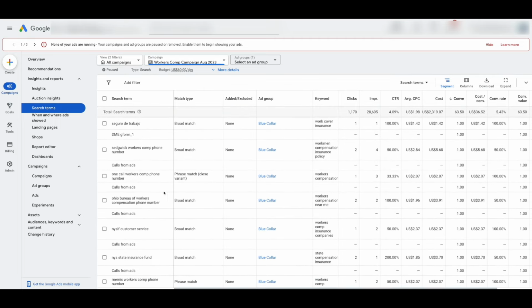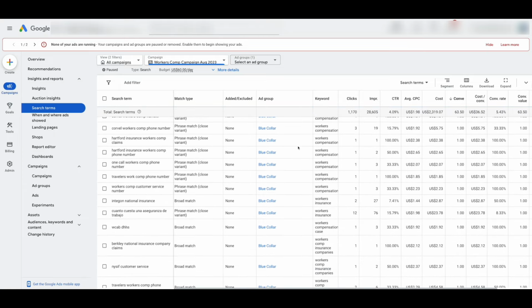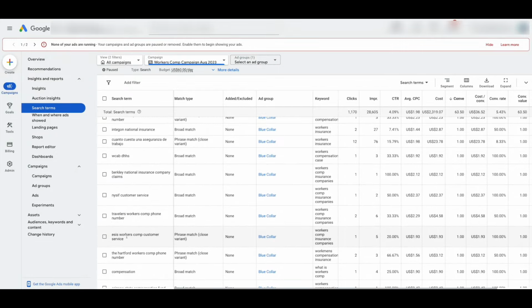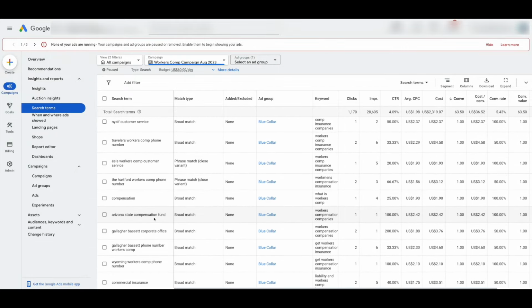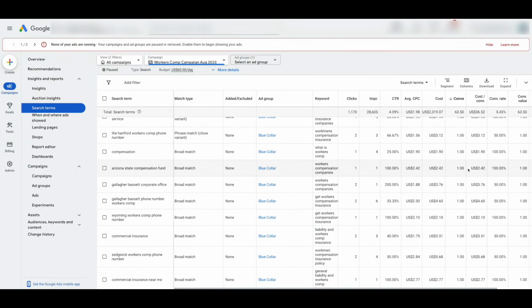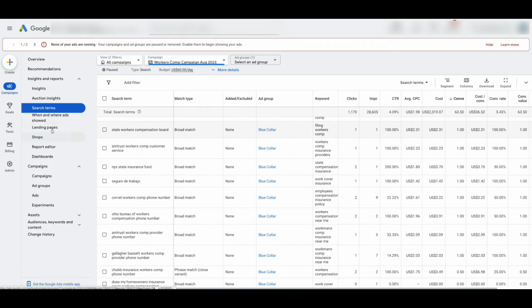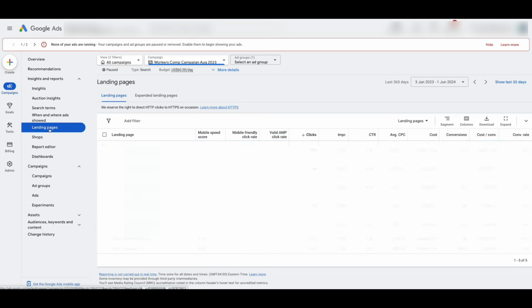So really irrelevant traffic here. A lot of them are phone calls. So people would be typing this stuff in, not really reading the ad. And then next, the issue would be that they're just calling and there's not actually a real conversion. So we can see a lot of this is really Arizona State Compensation Fund. This is just the worst traffic I could possibly see. Let's see the landing pages they were going to.